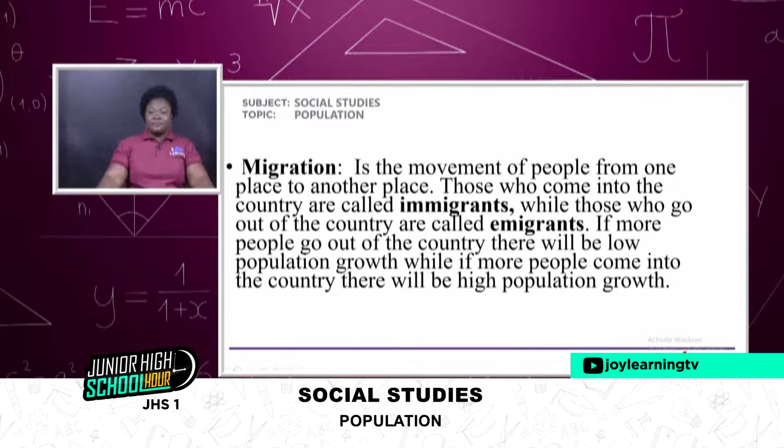Good. I didn't want to talk much about the death rates, but that's it. So death rates reduce the number of people in every given geographical area. Now let's look at migration. What is migration? It is the movement of people from one place to another. Those who come into the country are called immigrants, while those who go out of the country are called emigrants.